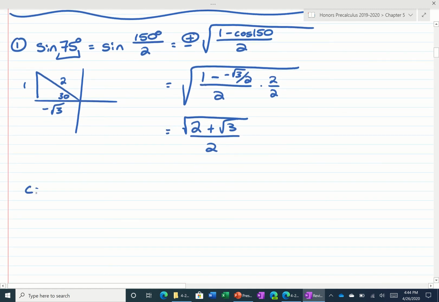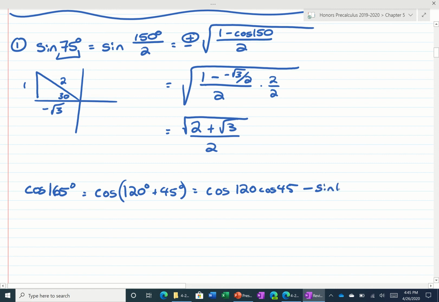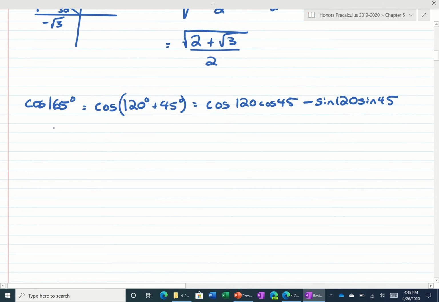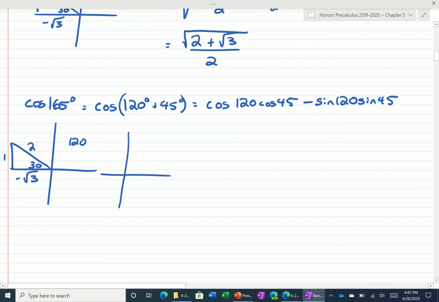For the cosine of 165 using a sum and difference, well, 165, we could use 120 and 45. And according to the sum and difference formula, we take the cosine of the first, cosine of the second, opposite sign, sine of the first, sine of the second. So 120 I just drew before, 120 is over here. And 45, we know what 45 looks like.